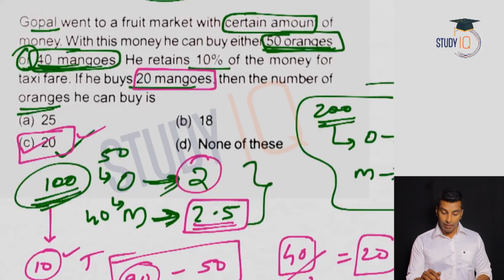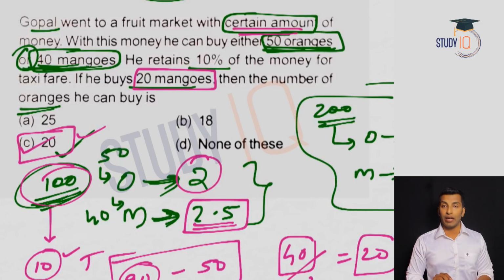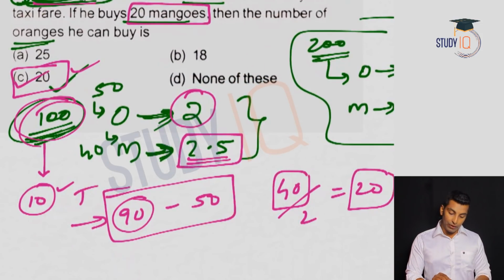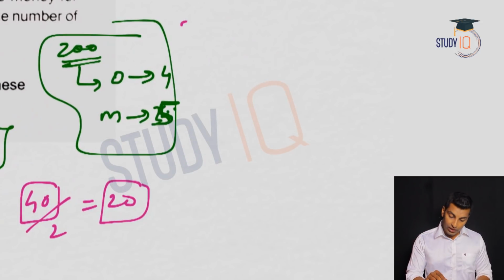What they're saying is the amount which he's having is not mentioned. So you can assume anything. It can be 100, it can be 200, or it can be 1000. But this remains the same, 50 oranges and 40 mangoes. So based on that, whatever amount you're fixing, for that you will get the rate of orange and mango, right? So you can go with this case also.